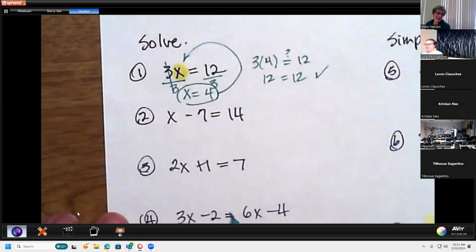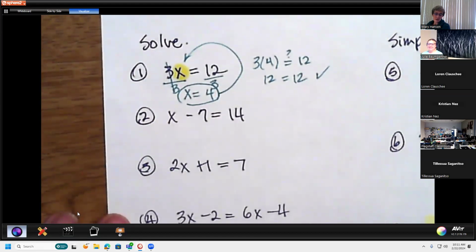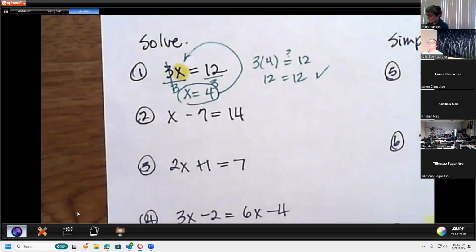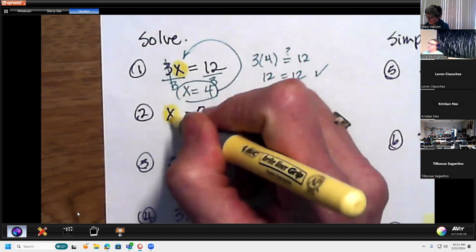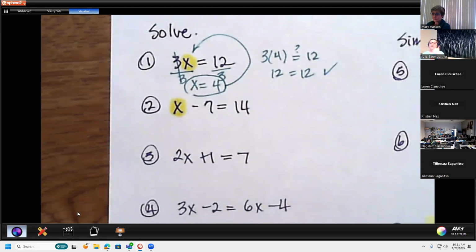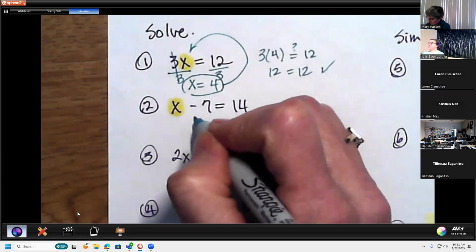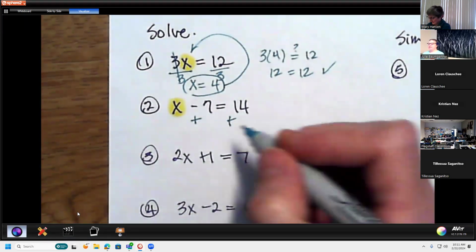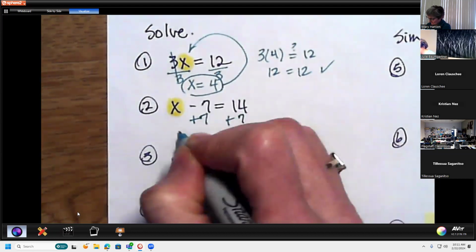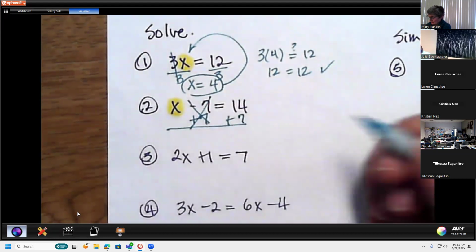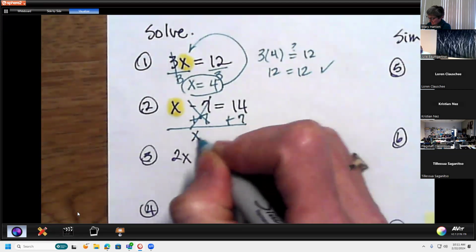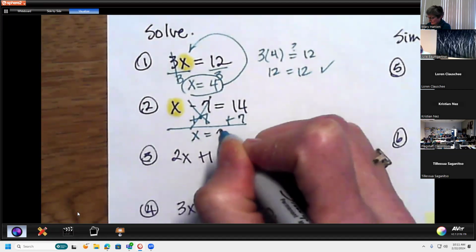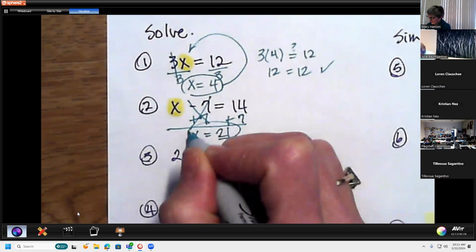We're okay. Okay, x minus 7 equals 14. We need to get x by itself. What do we do to get rid of minus 7? Add. Add, very good. What do we add? 7? Yep, we add 7. That makes 0 this time. x comes down, and 14 plus 7 is 21.